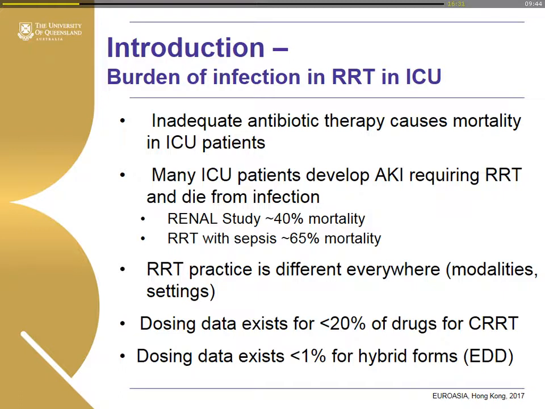Finally, in terms of dosing information that exists for different drugs during different forms of renal replacement therapy, there really isn't that much. It's been estimated that for continuous renal replacement therapy, less than 20% of drugs, so not just antibiotics but drugs generally, have dosing information to provide some sort of guidance about how we should be using these. And for the hybrid modalities like SLED or extended daily dialysis, there are even fewer, less than 1% of drugs.